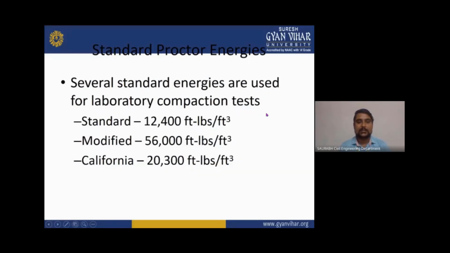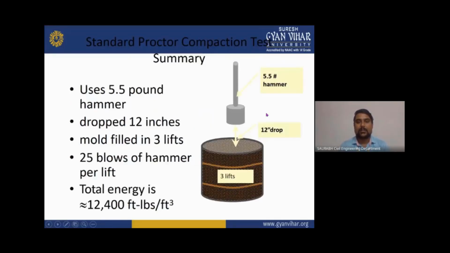And here several standard energies are used for the laboratory compaction test. First one is the standard, modified, and California, and there are different values of energies involved in doing the compaction of a soil. Now we will see the summary of a standard Proctor test here.